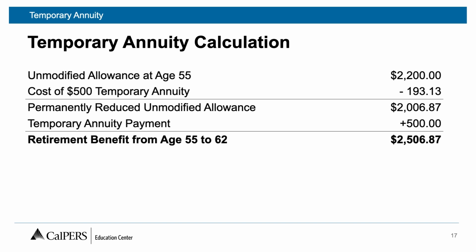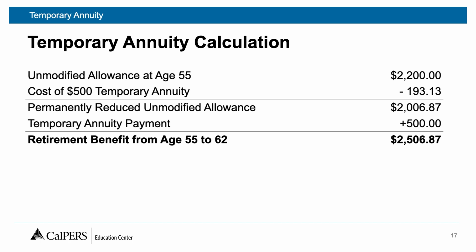The temporary annuity payment of $500 is then added on. That makes the total retirement benefit from age 55 to 62 $2,506.87. You'll receive the additional $500 for 7 years, at which point the annuity ends. The last payment in this scenario would be in the month you turn 62. Beginning the first month after you turn 62, your retirement check would be the reduced amount of $2,006.87 plus any cost of living adjustments that have been applied.